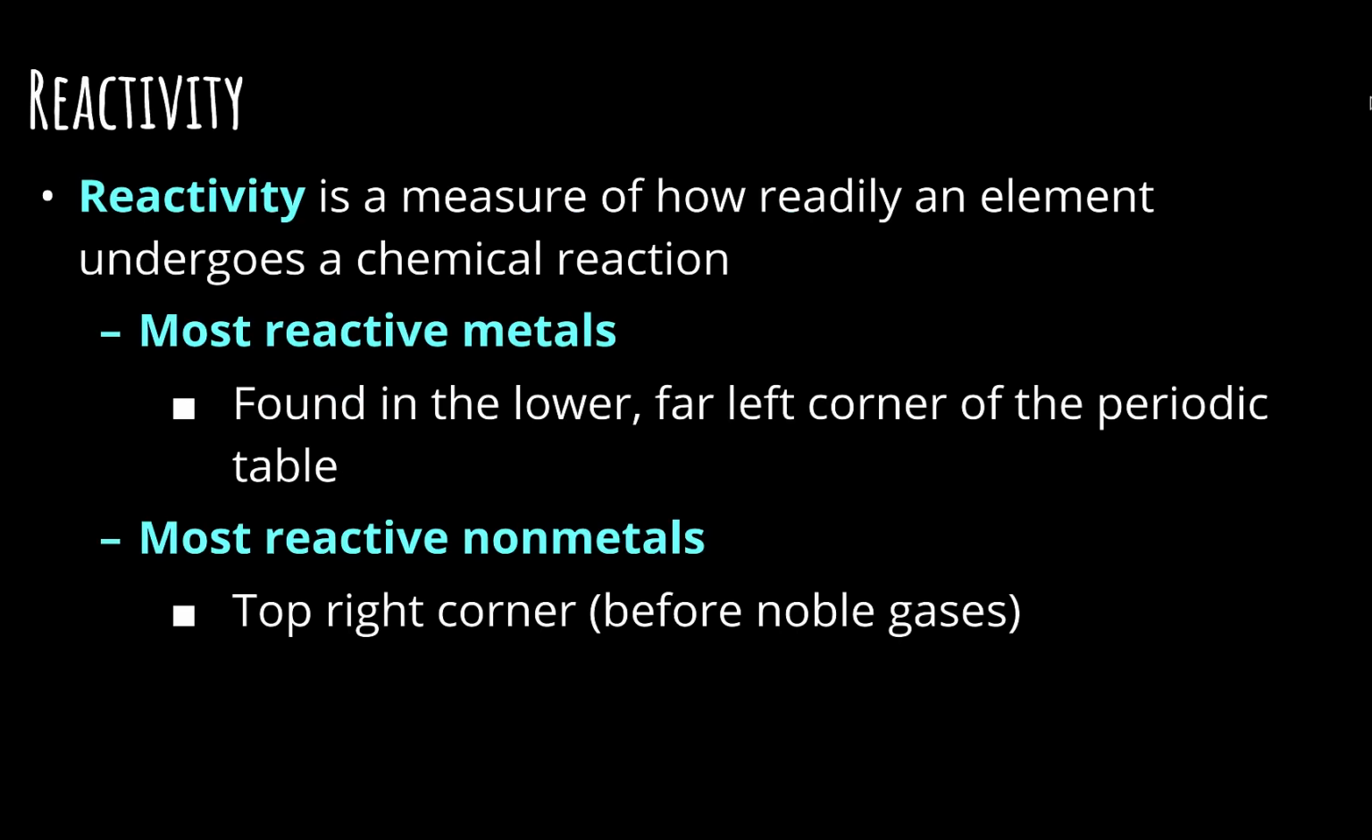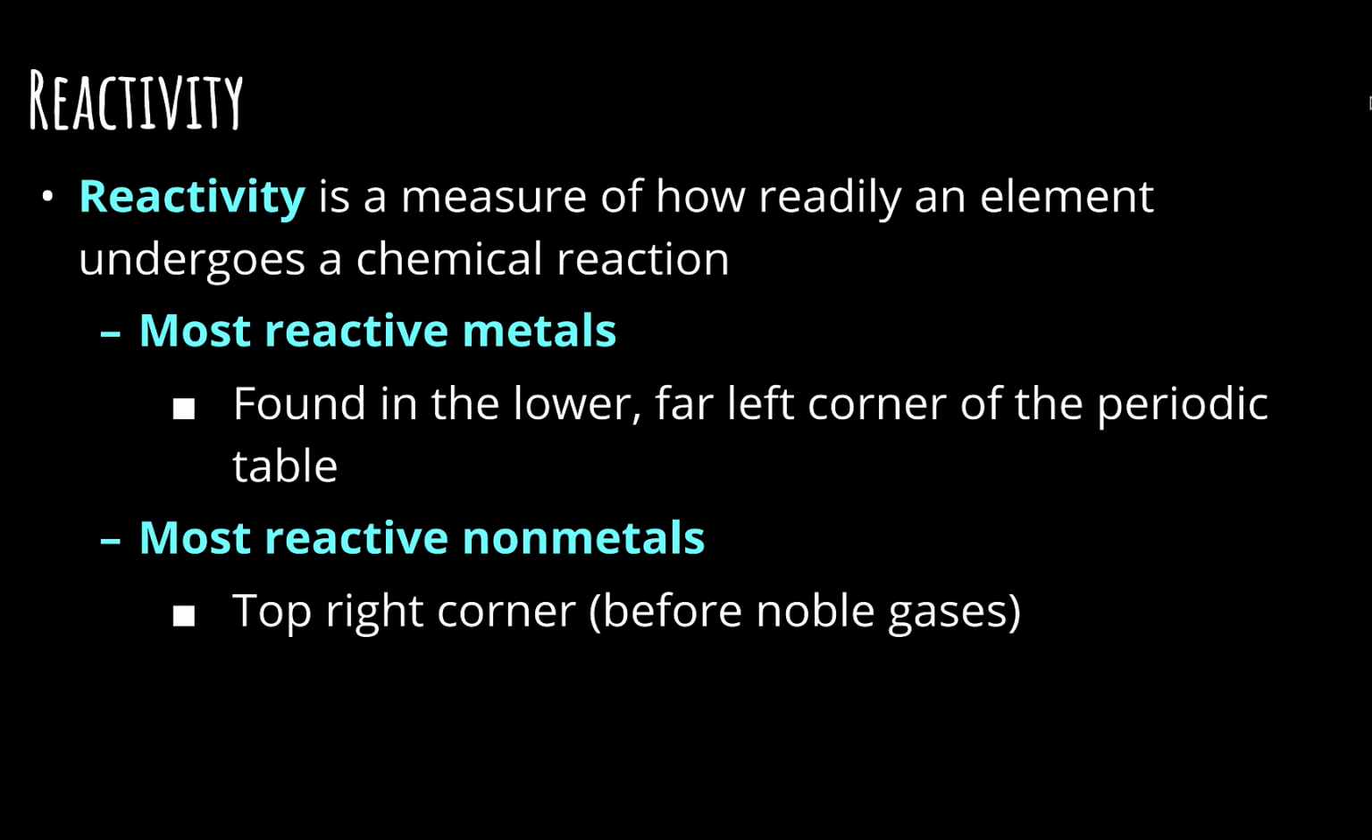Reactivity is the last thing we're going to look at. Like I said, reactivity is very much related to ionization energy. Reactivity is a measure of how readily an element undergoes a reaction, or how readily those elements give up their electrons or gain electrons. The most reactive metals are found in the lower far left corner. If you think about that video we watched, things like cesium and rubidium are very reactive because it's very easy to remove those outermost electrons.